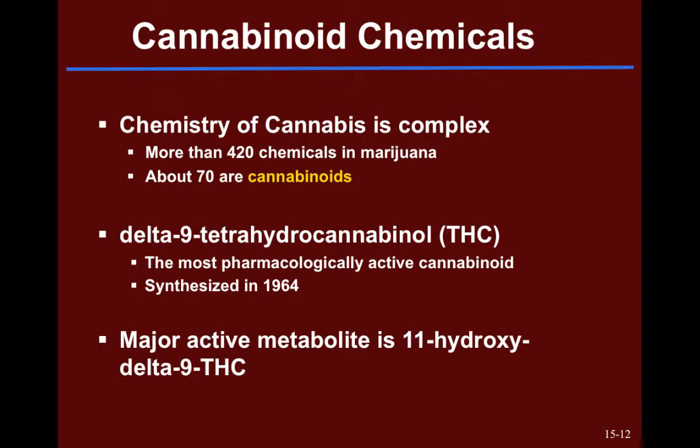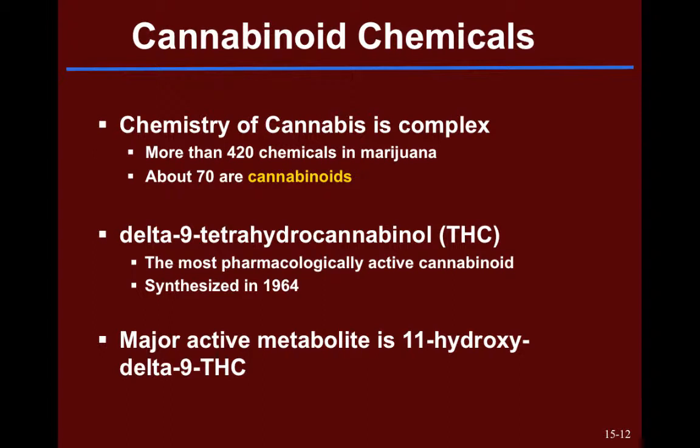So we're going to start talking about the pharmacology of marijuana, and we'll start by talking about the group we'll call cannabinoid chemicals. We talk about THC as being the primary active psychoactive substance in marijuana, but actually chemically it's a very complex plant. There are more than 420 chemicals in marijuana, so if you've ever heard that association between marijuana and 420, that's where that comes from. And about 70 of these are known as cannabinoids.